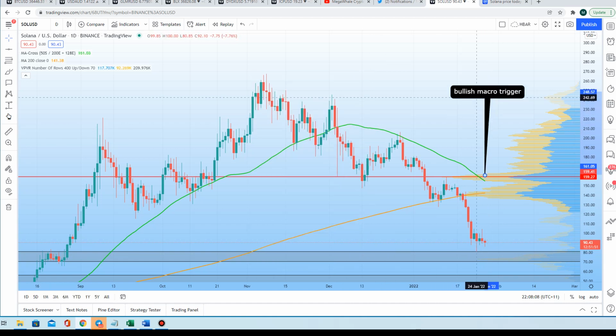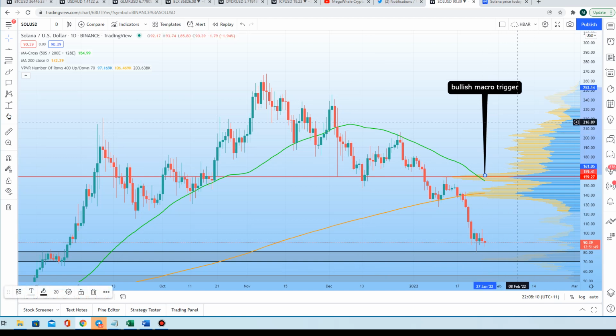If we break above this point, we would expect a rally and a push back into that $200 range, potentially $250, even higher. So that is something we're keeping on our chart for the long term, and we're going to keep an eye on it, because when we do break that point, it's going to be a very strong buyer signal for Sol, and we can get back into this coin.